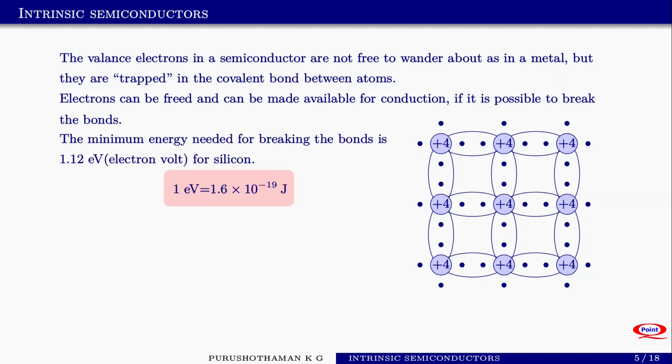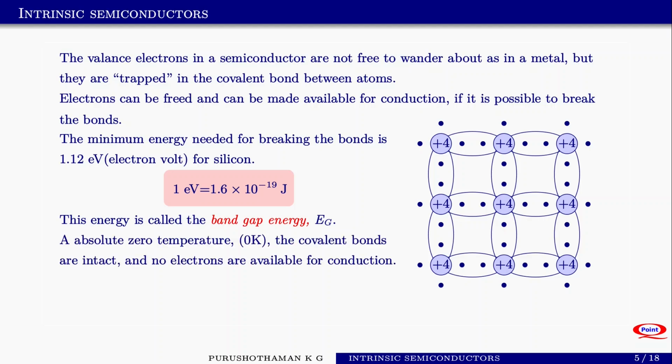The minimum energy required to break the covalent bond is known as the band gap energy, Eg. The value of band gap energy for silicon is 1.12 electron volts. 1 electron volt is 1.6 × 10^-19 joules. At absolute zero temperature, the covalent bonds are intact and no electrons are available for conduction. So at 0 Kelvin, silicon behaves as an insulator.